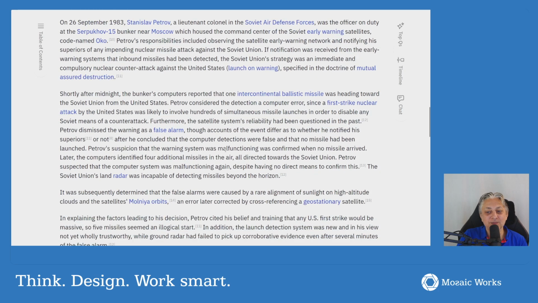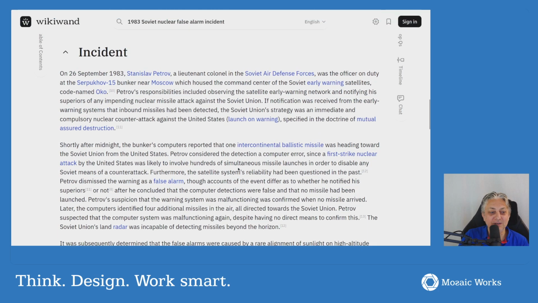So imagine being the officer on duty in a bunker. Let's read this because this is incredible. On 26 September 1983, Stanislav Petrov, lieutenant colonel in the Soviet Air Defense Forces, was the officer on duty at the Serpukhov-15 bunker near Moscow, which housed the command center of the Soviet early warning satellites, codenamed Oko.